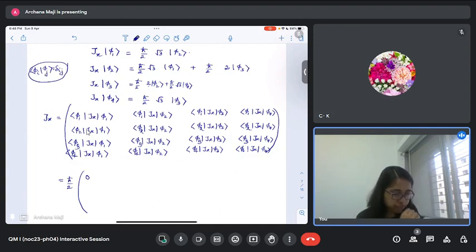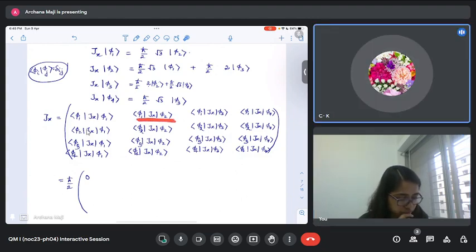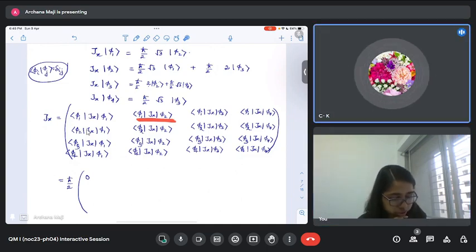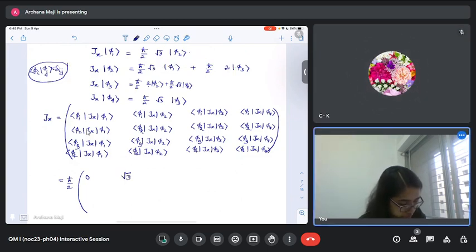Okay, now tell me the second element. ħ/2 I have taken common. So phi 1 Jx phi 2, how will you evaluate this? This is root 3. Yeah, how did you do that? Because we multiply with phi 1. This one is 0, and that is root 3. Exactly, so you understand now.